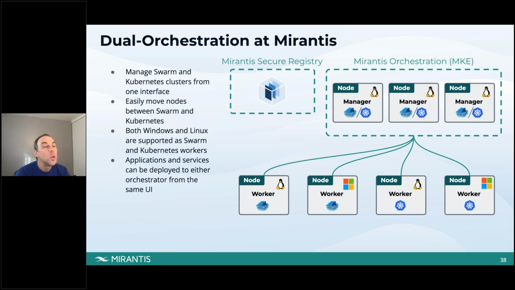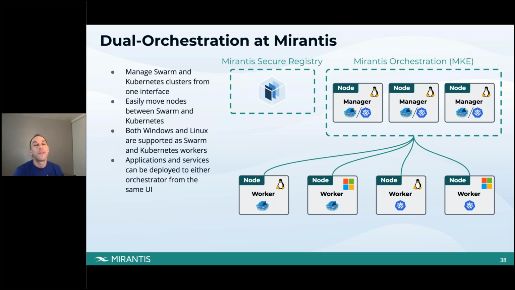So then dual orchestration. Let's see what this approach would look like. If you run the Mirantis orchestration layer, which is MKE, formerly called UCP, your worker nodes can be either Swarm or Kubernetes nodes. And if you want, they can even be both. Though generally we recommend every node be dedicated to either Swarm or Kubernetes and not a mix. The mix is really only recommended for dev and test environments.